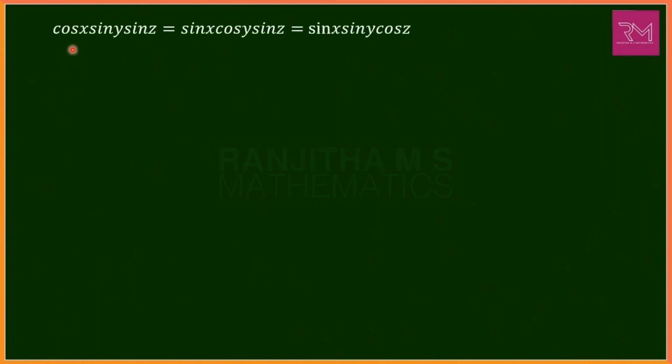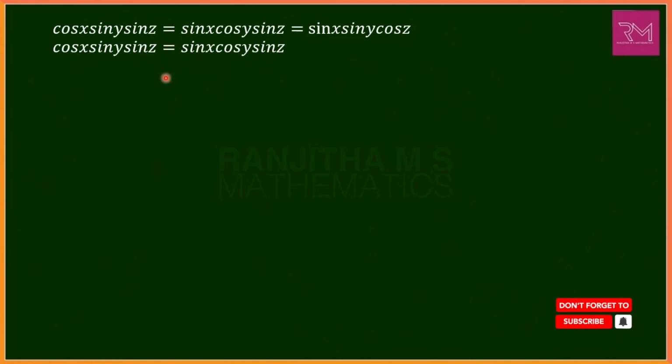Hence we get the equation cos x sin y sin z, which is equal to sin x cos y sin z, which is equal to sin x sin y cos z, as we can cancel all the negative signs. In the next step, consider the first two functions, that is cos x into sin y into sin z equal to sin x cos y sin z. From these two equations we can cancel sin z. The remaining is cos x sin y.